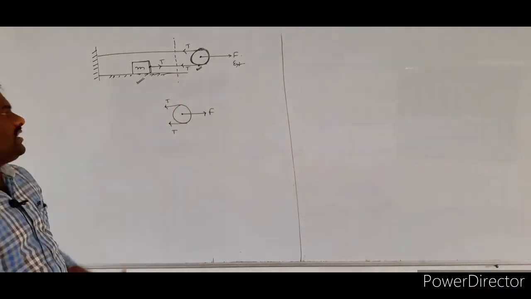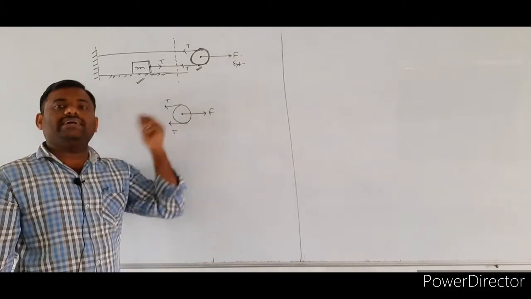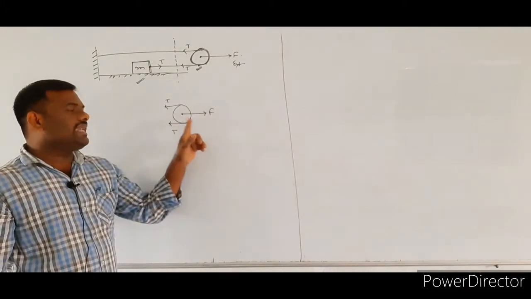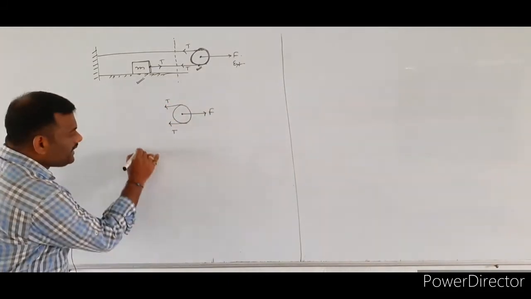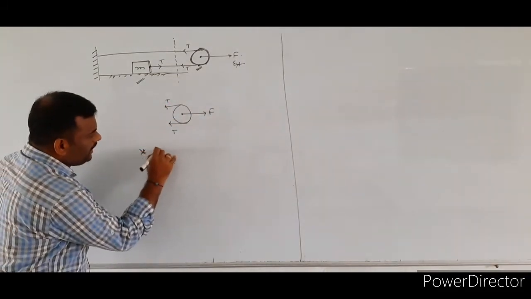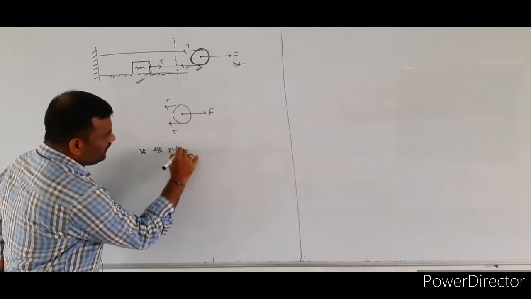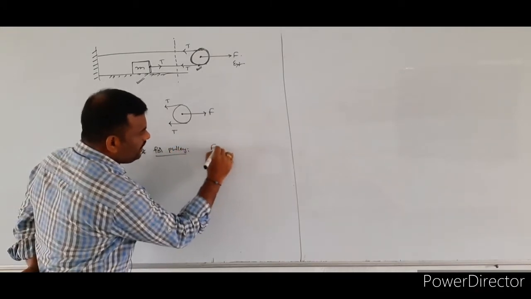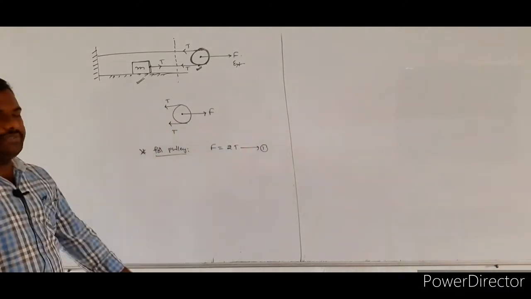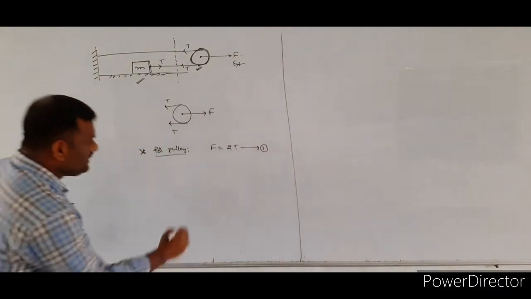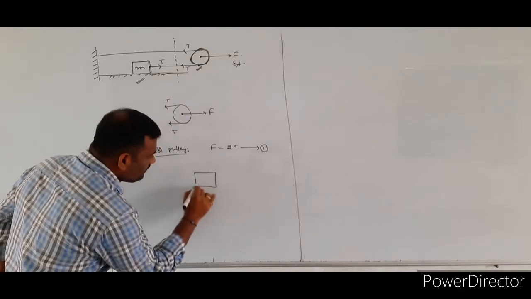If you assume the pulley is in the state of rest, we will say the right side force is equal to the sum of the left side forces. So for the pulley, I will write F is equal to what? 2T. For the pulley, F is equal to 2T.